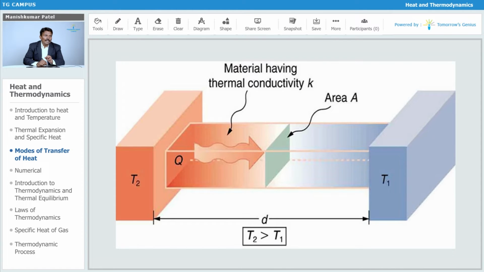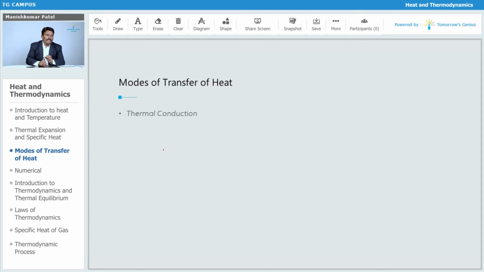In the case of thermal conduction, let's say these are the two ends of a rod which are at different temperatures. For example, one end of the rod is kept in a furnace and the other end is in your hand. Let's say this is a furnace where I am providing the heat. This part will get heated first, at temperature T1.